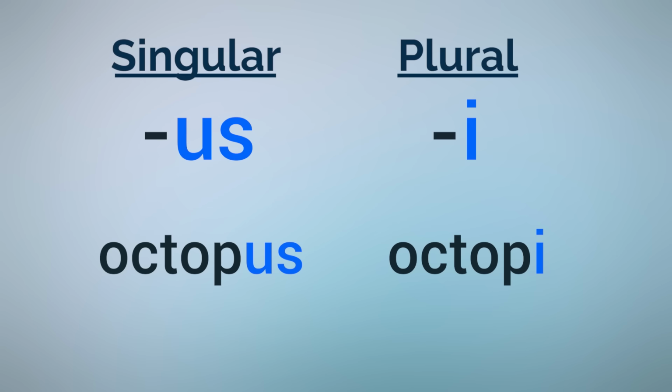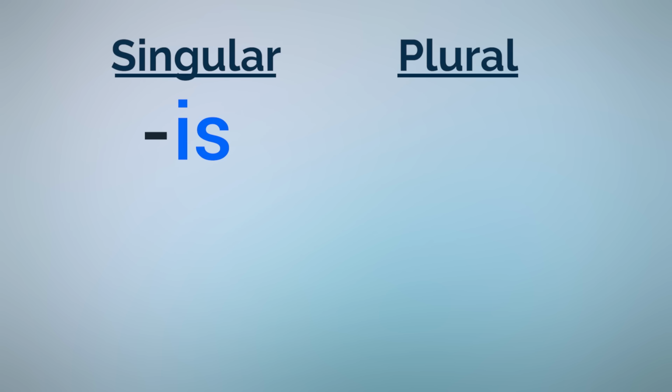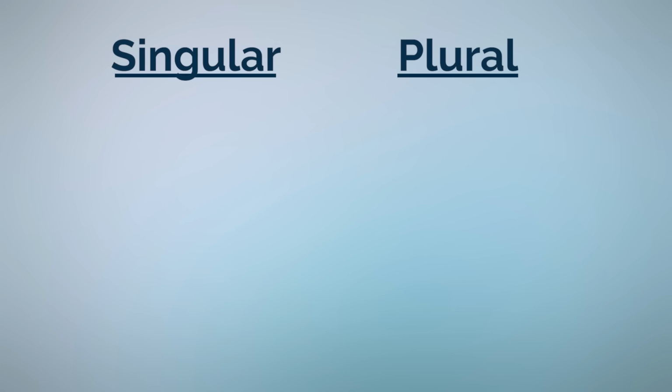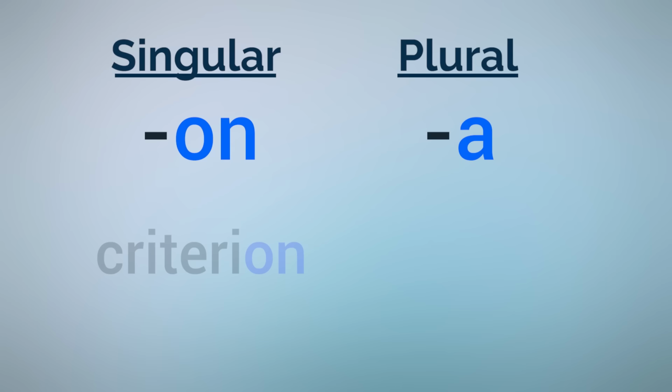Words ending in I-S will end in E-S. Is becomes ease. For example, analysis, analyses. Diagnosis, diagnoses. And finally, words ending in O-N end in A. Criterion, criteria, phenomenon, phenomena.